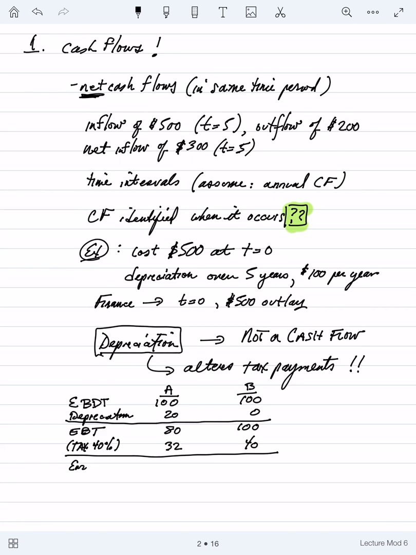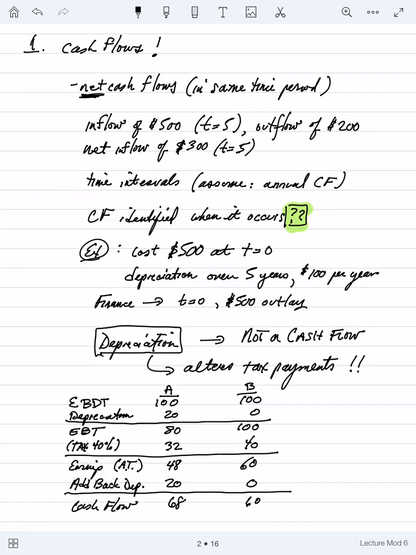So let's look at earnings after tax. In firm A, you have $48 in earnings. You have 60 in firm B. Now add back the depreciation. Of course, you add 20 in firm A and none in firm B. So now we see some cash flow: 68 in firm A, only 60 in firm B, because of the higher tax payment in firm B. So even though firm A shows lower profits after tax than firm B, firm A's cash flow is higher, an $8 extra cash flow. What's going on? Firm A has $8 less in tax expense than firm B, so firm A has $8 more in cash flow.